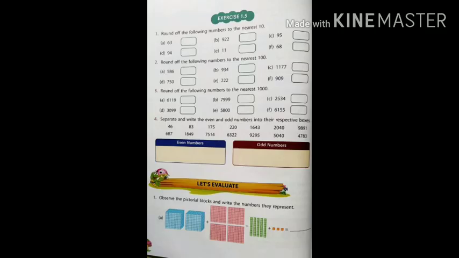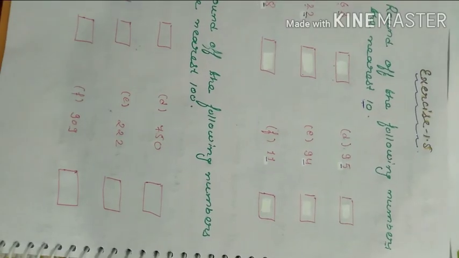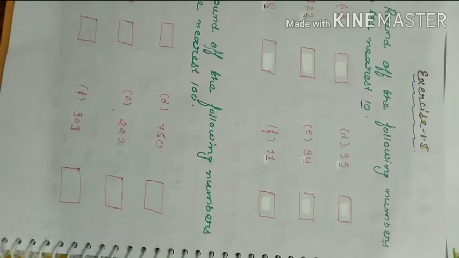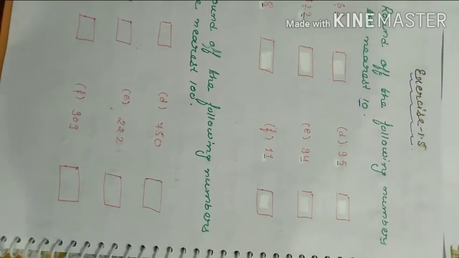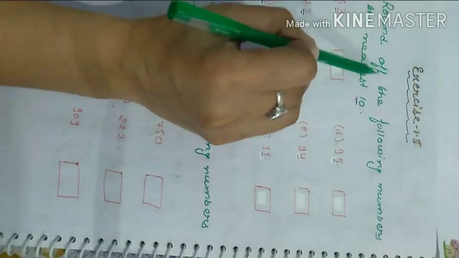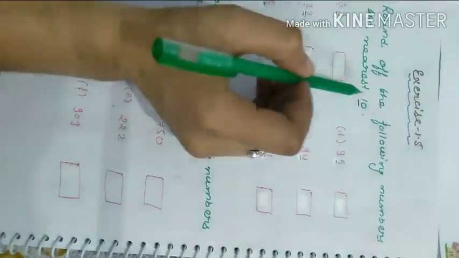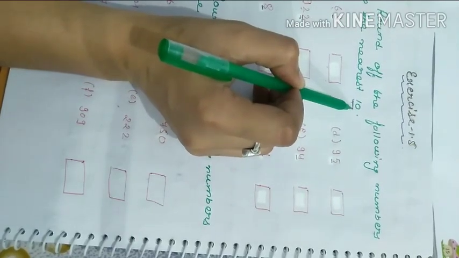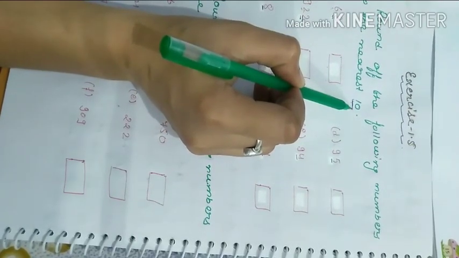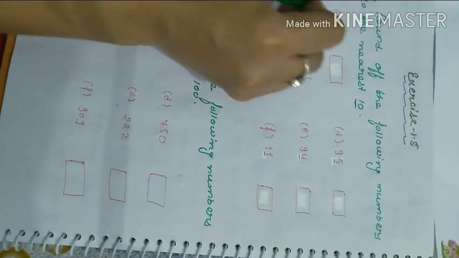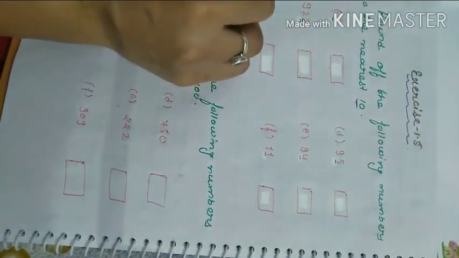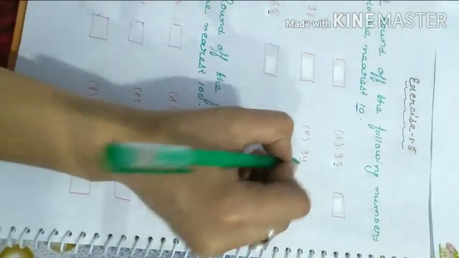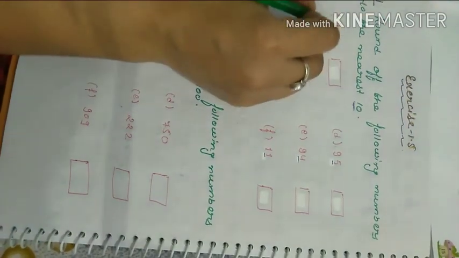Now students, let's solve our exercise 1.5. Let's see question number 1 of exercise 1.5. Here the question is: round off the following numbers to the nearest 10. So you all know that when we round off a number to the nearest 10, we look at the digit at the ones place. So here in this question we have to look at the digit at the ones place.